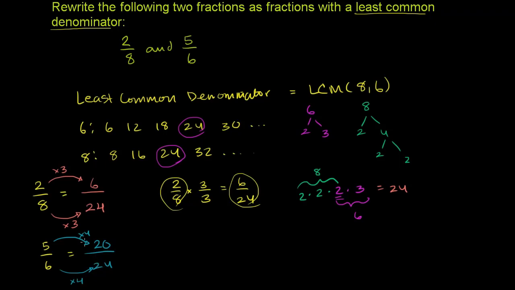So we're done. We've written 2 eighths as 6 24ths, and we've written 5 sixths as 20 24ths. If we wanted to add them now, we could literally just add 6 24ths to 20 24ths. And I'll leave you there because they didn't ask us to actually do that.